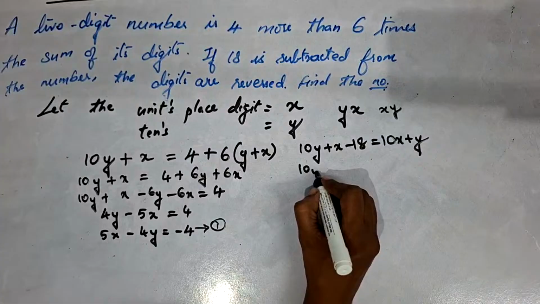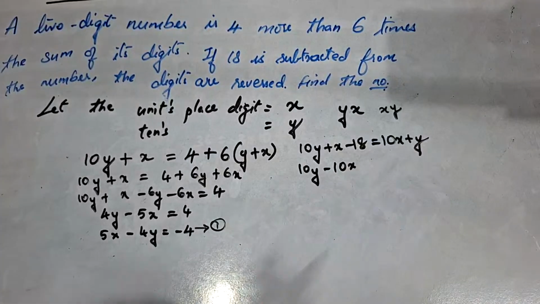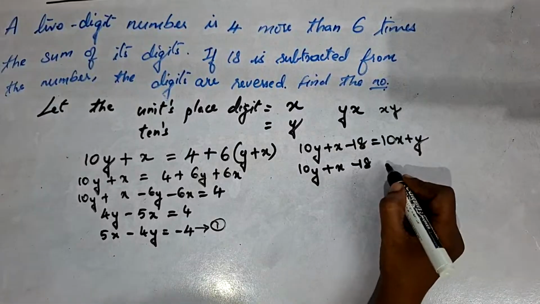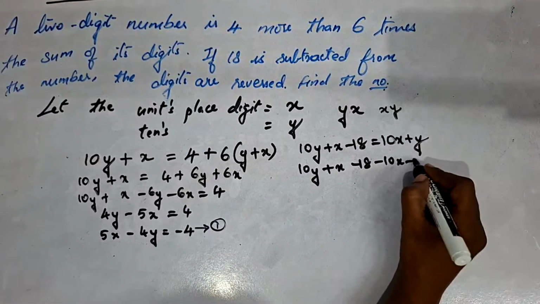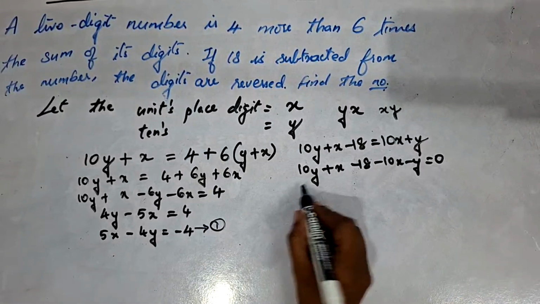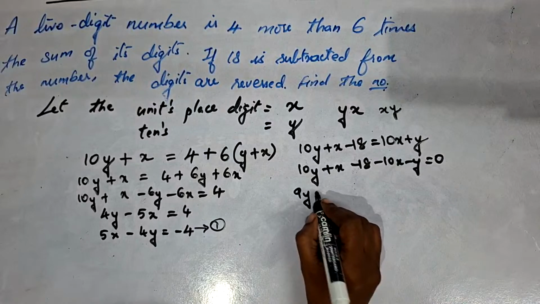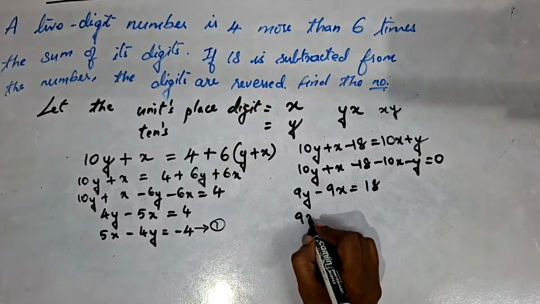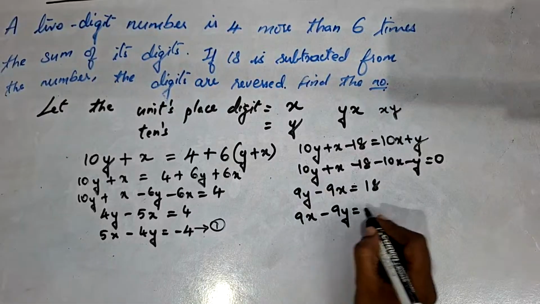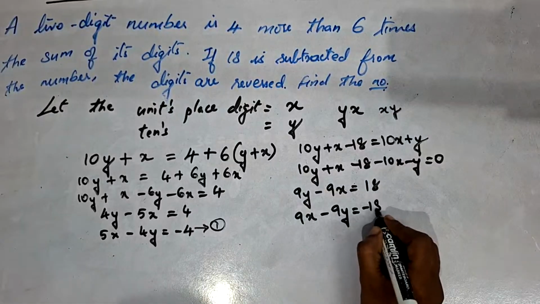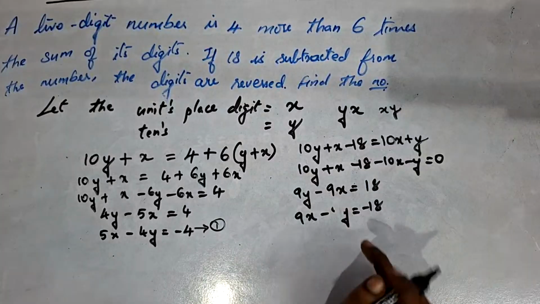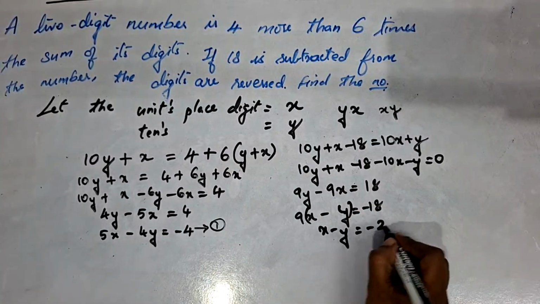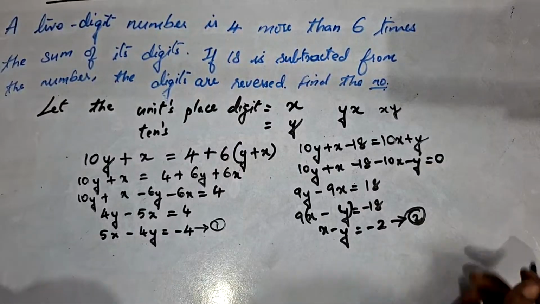Simplify this: 10y plus x minus 18 minus 10x minus y is equal to 0. It is 9y minus 9x equal to 18, or I can write it as 9x minus 9y equal to minus 18. When I take 9 as common, I'll get x minus y is equal to minus 2. This is my equation 2.